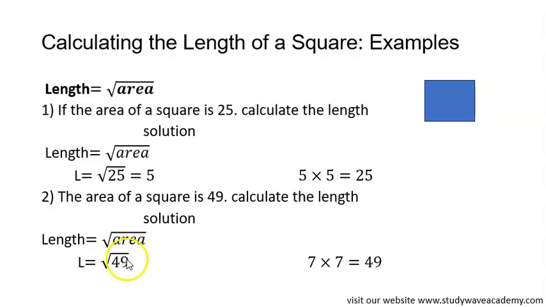7, right? So 7 times 7 is going to give you 49. So the length of a square whose area is 49, the answer is 7, okay? Because 7 times 7 will give you 49. Okay, do you understand? So for a square whose area is 49, the length is 7. Okay? Good. We're going to be looking at another example.